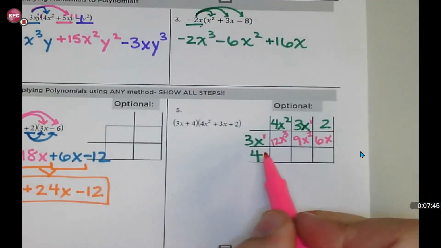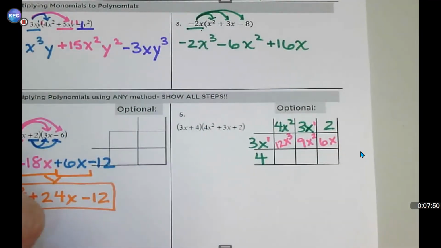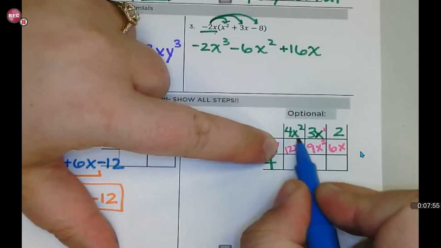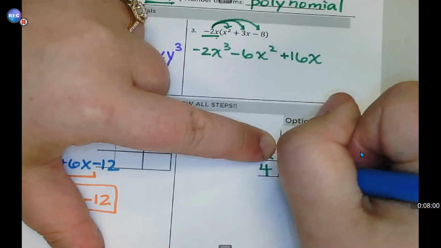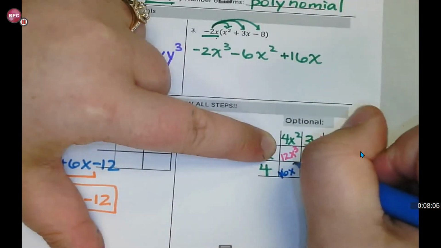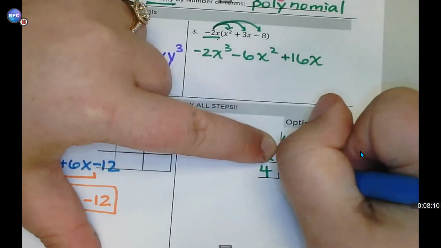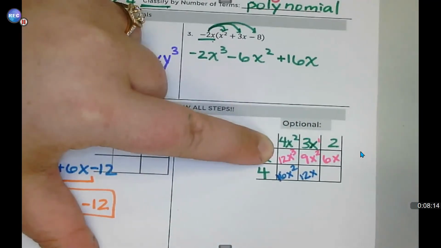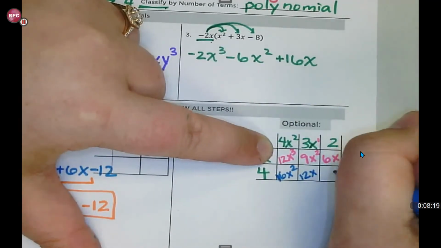Okay, so it's kind of like your mailman going to every house, but it's in a box instead. Then I'm going to do the same thing, but with the 4 on the bottom row. So when I go to the 4, it's going to multiply this 4x squared. 4 times 4 is 16. And then between the 2, there's just an x squared. Then I have 4 times 3, because we're on this one, that's 12. And between the 2 of those, we only have 1x. And then lastly, we get to this last box, 4 times 2 is 8.